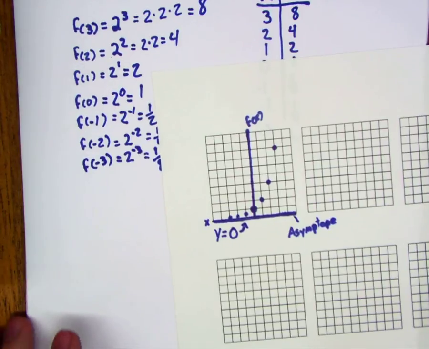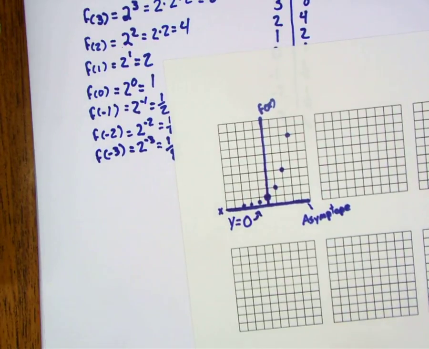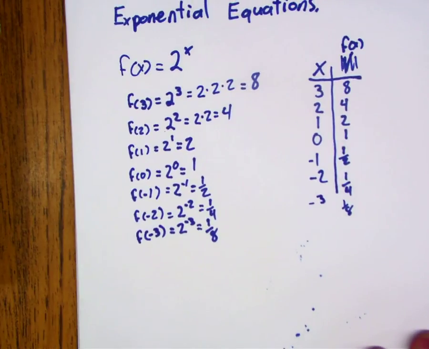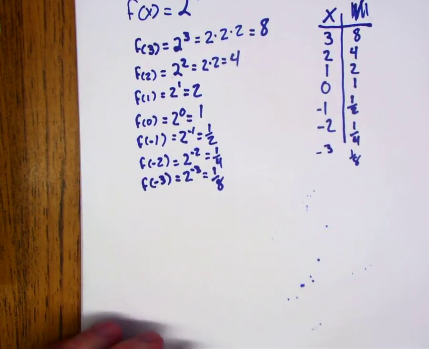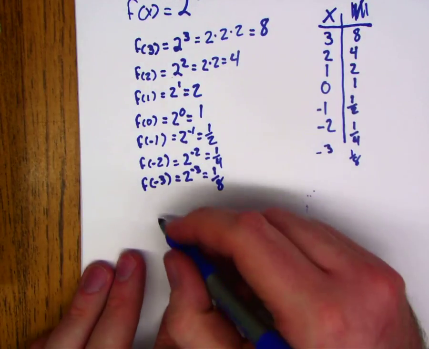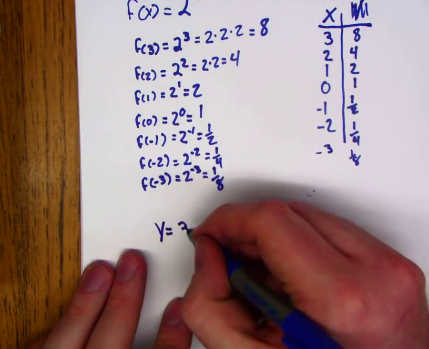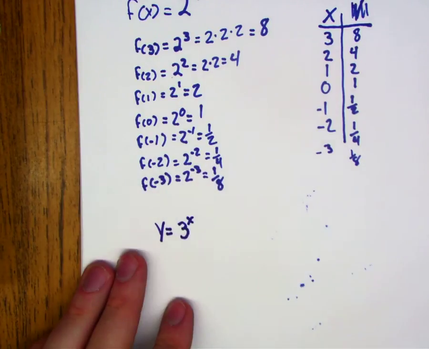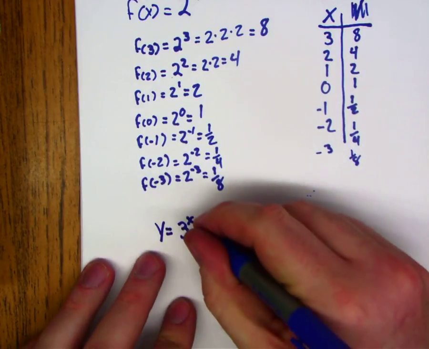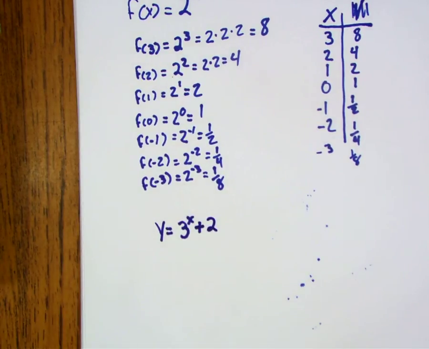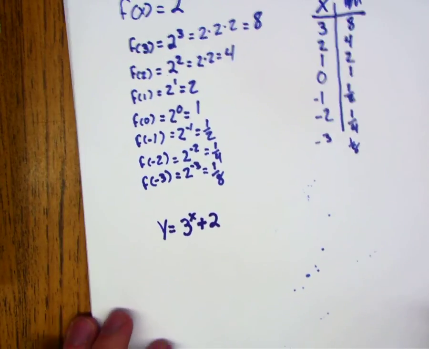Let's take a different function. And we're always going to start off by just making a table of values and determining just a handful of points. This time, let's try something like y equals 3 to the x. We'll change the base from 2 to 3. And this time I'm going to add just one extra element to the mix. We'll just say that we're going to add 2 for whatever reason.